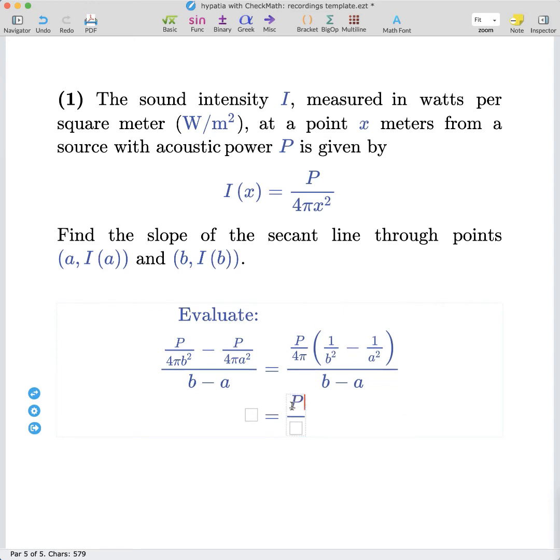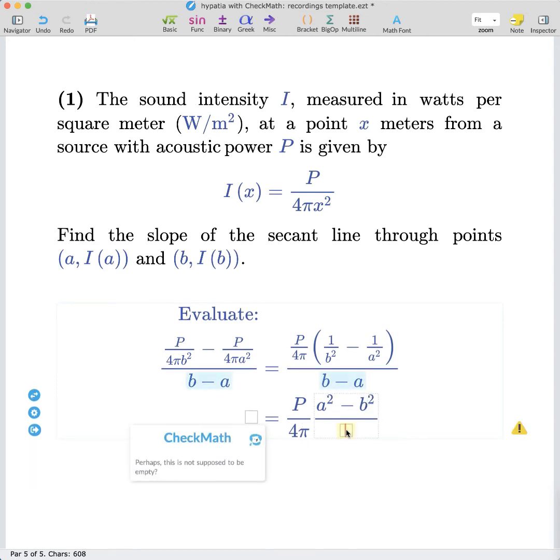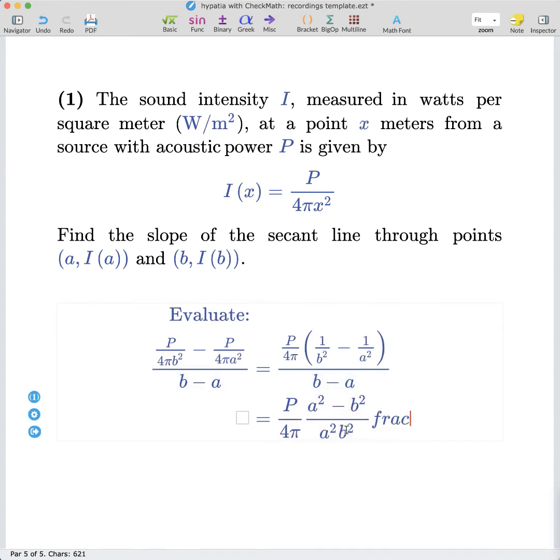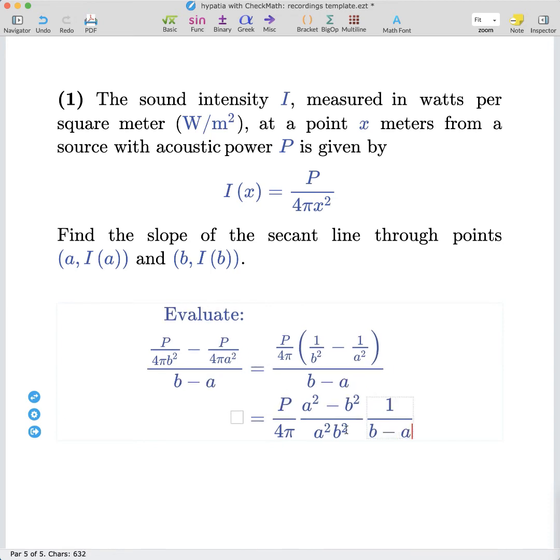So we can continue. Now we can go ahead and write 1 over B squared minus 1 over A squared with a common denominator. The common denominator will be A squared, B squared. And then we will have the denominator. Again, this is conditionally correct because you have to make sure that we don't have 0 in the denominator.